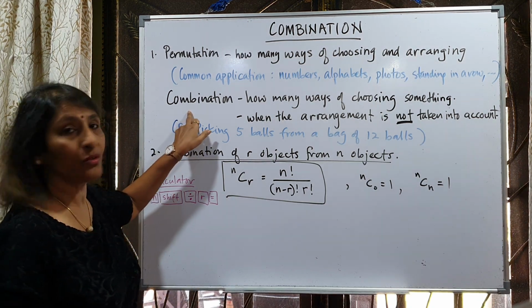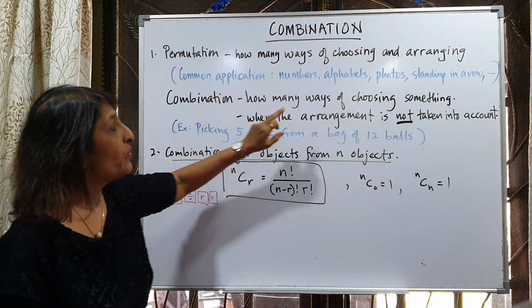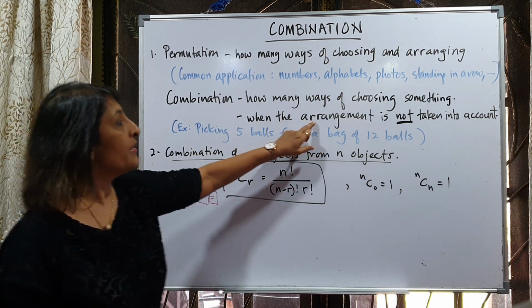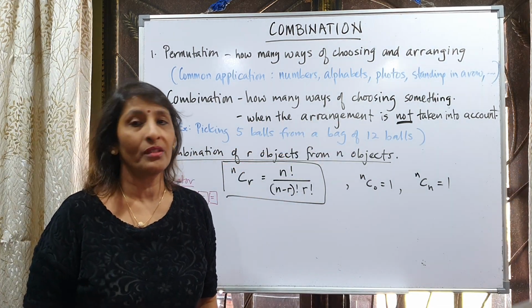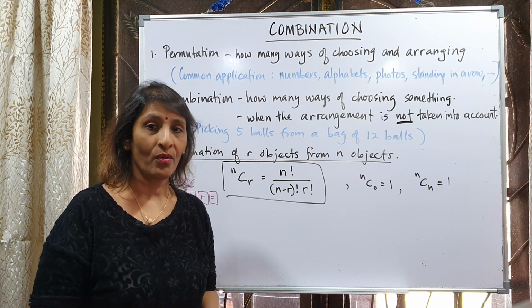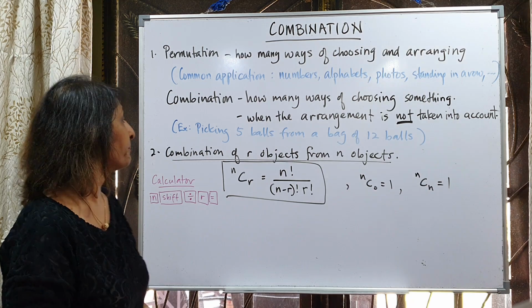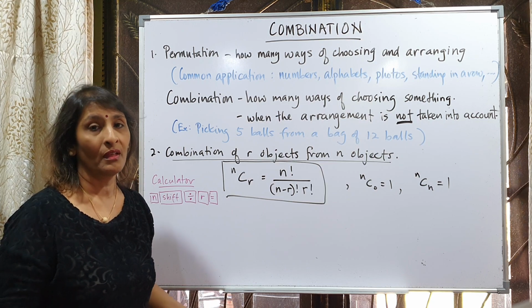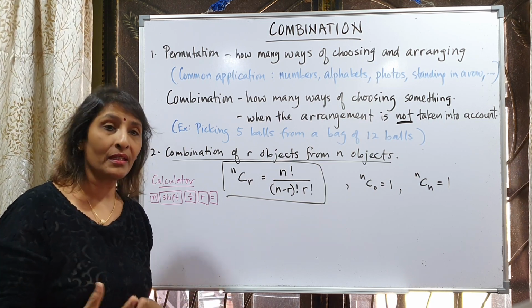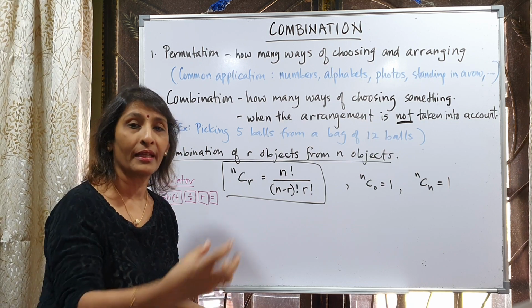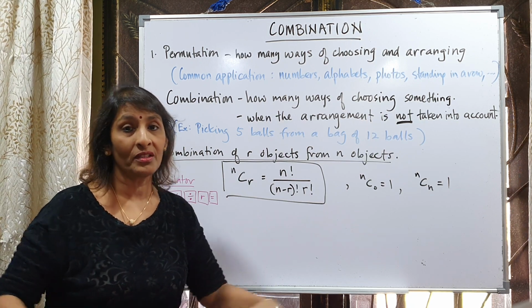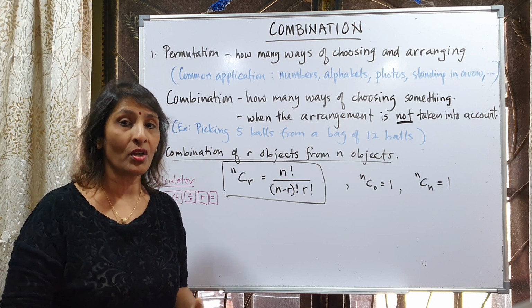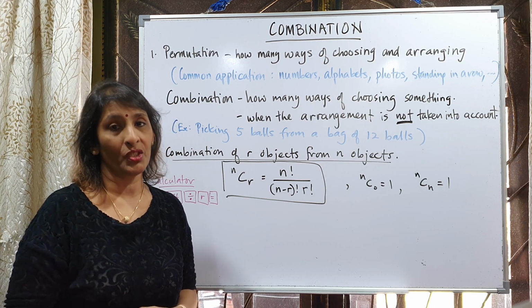Whereas today's topic, combination, is how many ways of choosing something. In combination, the arrangement is not taken into account. We do not have to arrange them in a row. We just choose only. For example, let's say I want to pick 5 balls from a bag of 12 balls. Does it matter which color comes out first, which second, which third? No, because we are not arranging them in a row. We are just picking out 5 balls. So whenever the arrangement is not important, you have to do combination.